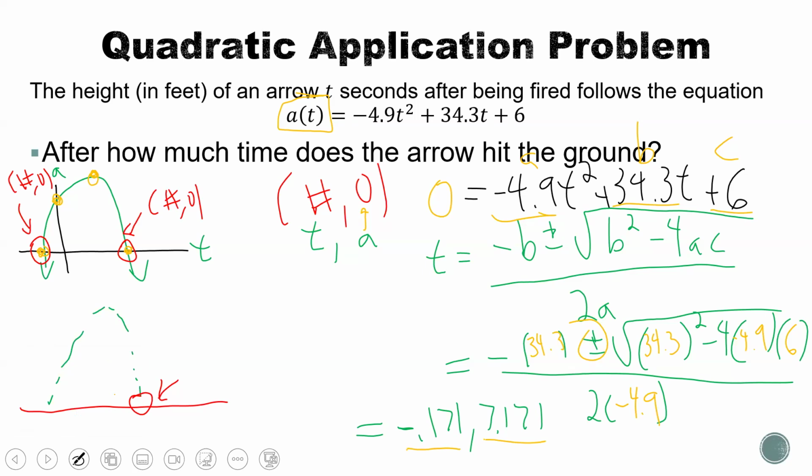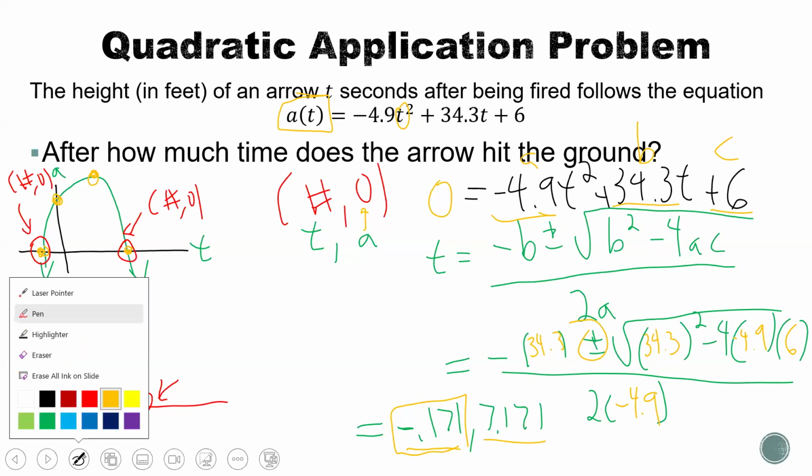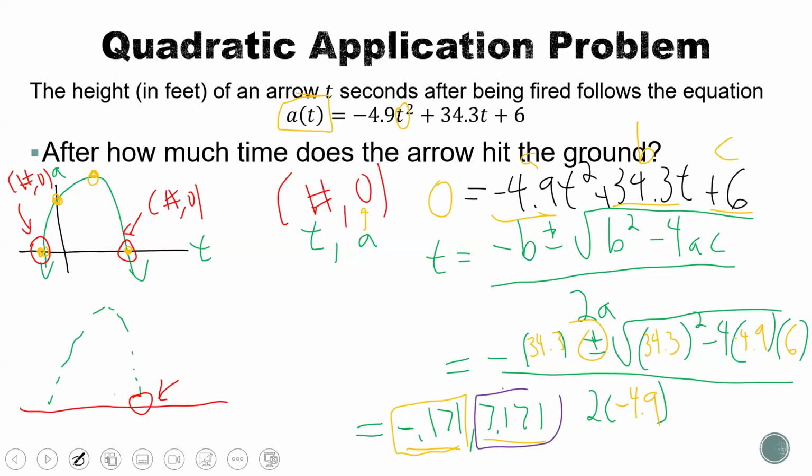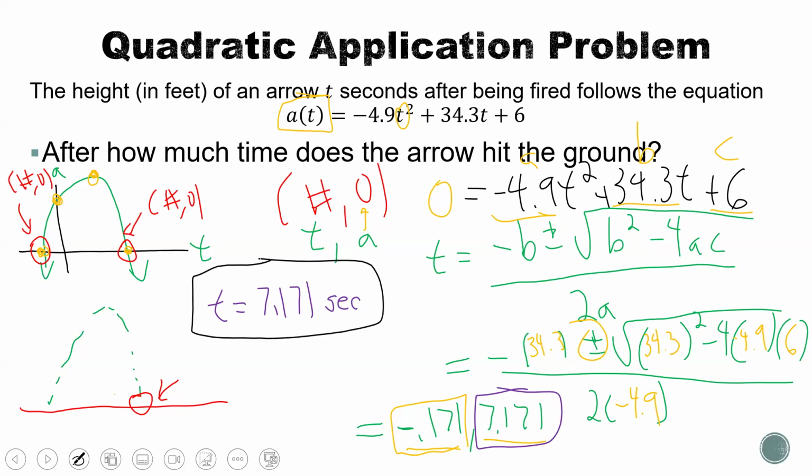And if we think about it, since we're looking for time, we can't have a negative answer because that would mean that the arrow hits the ground before it is fired. And so that tells us that the answer we're looking for is the second one, the positive one. So after how much time does the arrow hit the ground? It hits the ground at t equals 7.17, and in this case, this is seconds. All right, that's it for now. Thank you for watching.